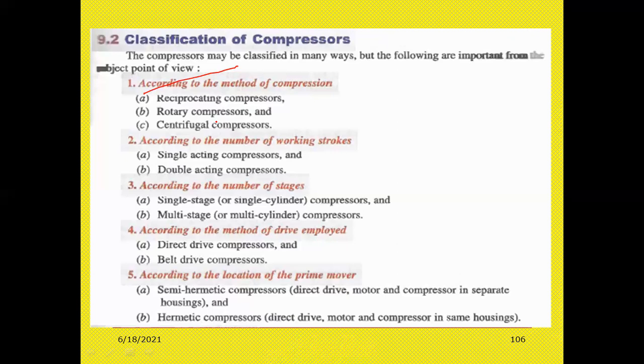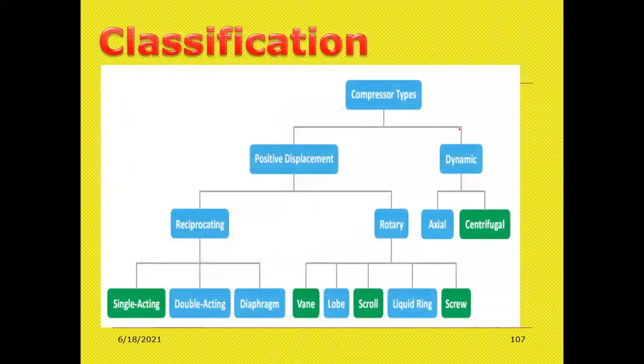These are the 5 types of things we are using. So this is one type of classification. In the next slide we can see the other type of classification also, right? So see here: number of working strokes, number of stages, drive employed, and location of the prime mover. Next one. So we can classify the compressors in this form also.